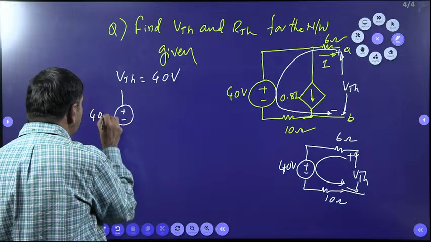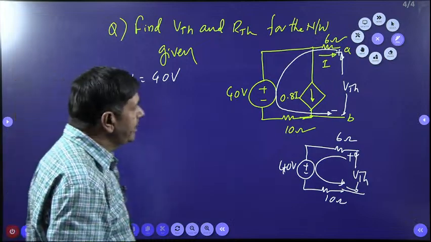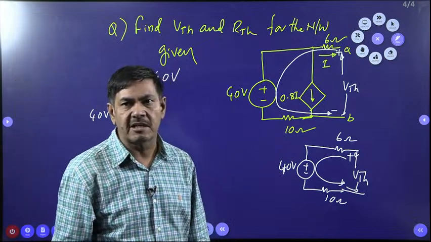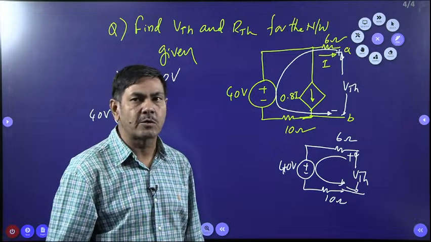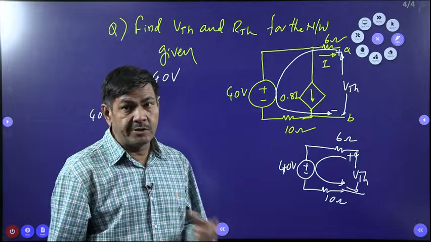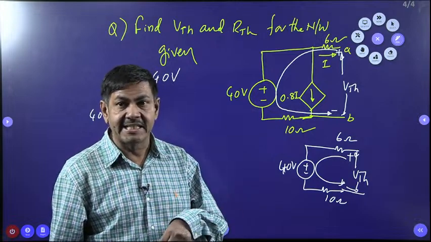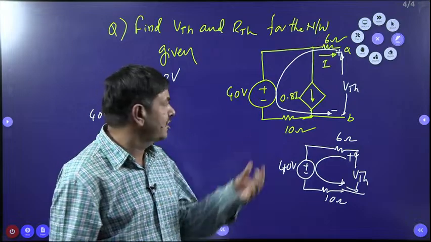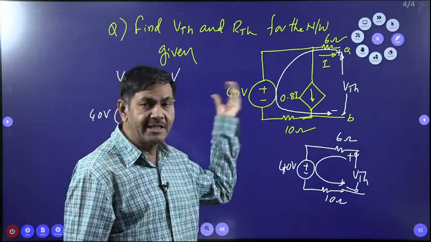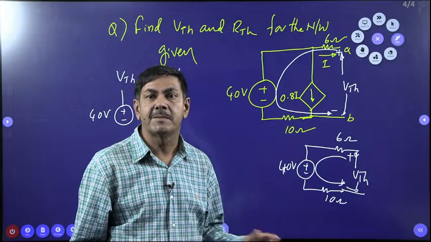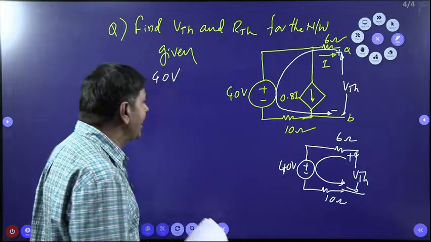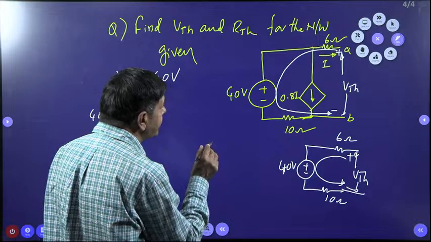Generally, to find out RTH, wherever independent sources are given, a voltage source means short circuit and a current source means open circuit, as I said. But when you are applying VTH by ISC, the short circuit current, in that case you need not remove the independent sources. They must be taken as they are. So I am applying this 40 volts here as it is.